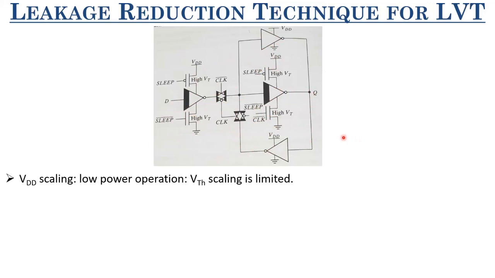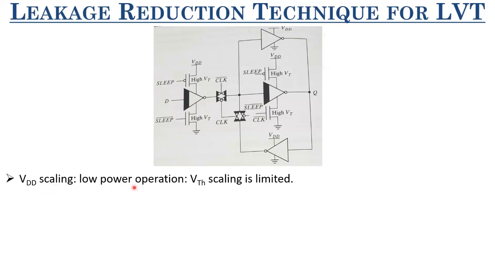So we want to scale the VDD, right? Dynamic power dissipation depends on VDD, and static power dissipation depends on VDD. Dynamic power goes as the square of VDD. Static power is proportional to VDD. So if we scale VDD, we are definitely going for low power operation.